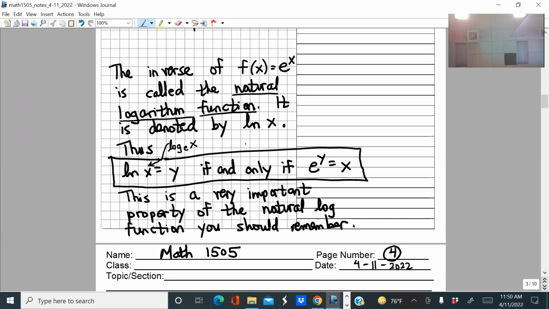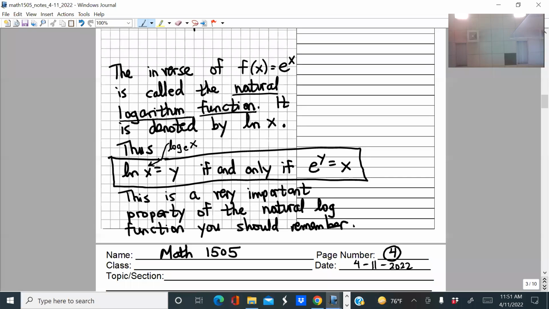So what does that mean? If you write natural log of x equals y, so natural log of x equals some number, that means that if you take e to the y power, you will get x. See, these functions are inverses of one another, so they flip the x and the y. So if e to the y is equal to x, that means natural log of x is equal to y.